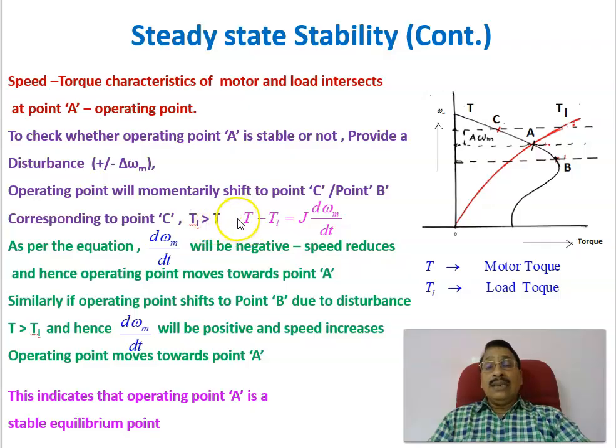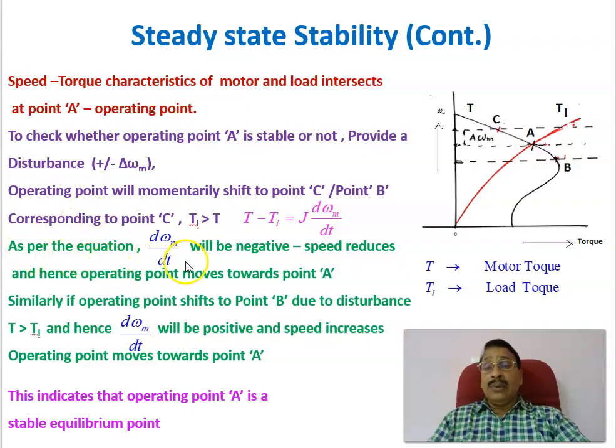Since TL is more than T, as per this equation, T minus TL equal to J d omega m by dt, J d omega m by dt will become negative, or d omega m by dt will become negative, meaning that speed is getting down. That is, speed is getting down means the point will be coming back towards A.